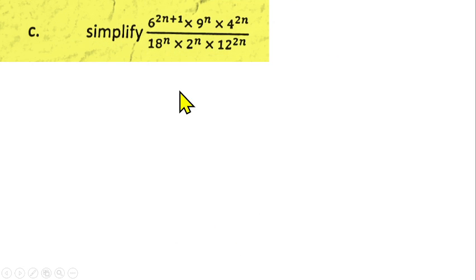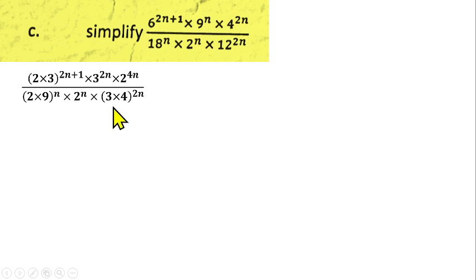Then question number 1c is from indices. We have to simplify this indicial expression here. So we have 6 raised to power 2n plus 1 times 9 raised to power n times 4 raised to power 2n over 18 raised to power n times 2 raised to power n times 12 raised to power n.